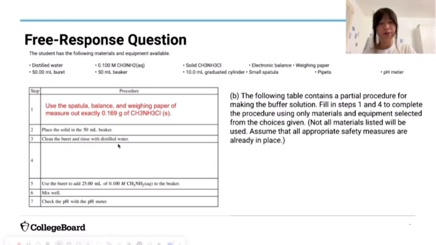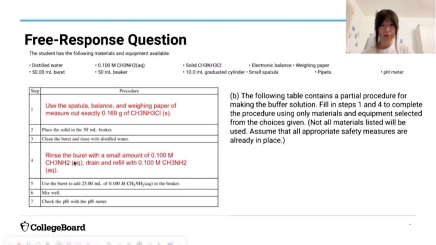And now we're going to clean the buret and rinse with distilled water. Now, when we're making the buffer, we want to rinse the buret with a small amount of CH3NH2 and then drain and refill it with CH3NH2, since the next step asks us to add 25 milliliters of CH3NH2 into the beaker, and it's using a buret. So after rinsing with distilled water, you always want to rinse it with whatever you're depositing into the beaker, as there might be some residue from the distilled water that could potentially mess up the contents of the experiment.